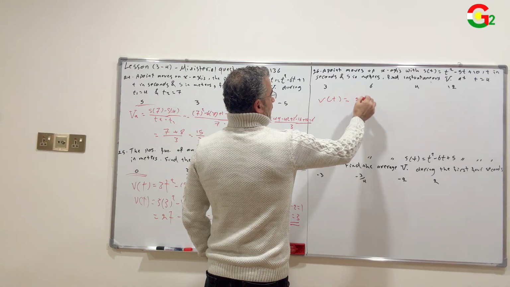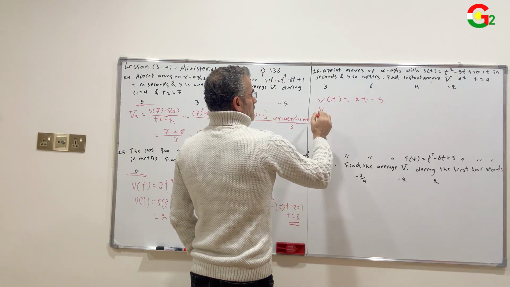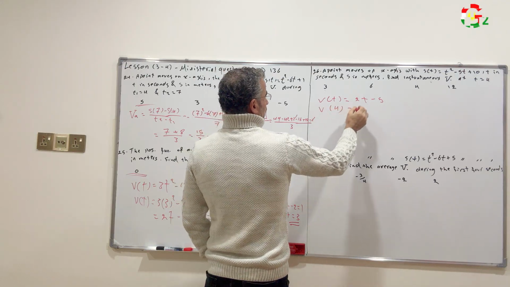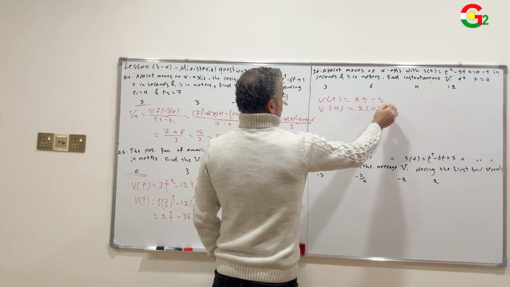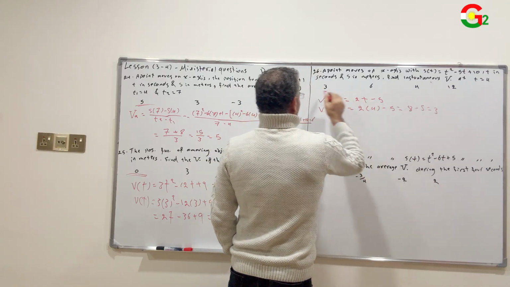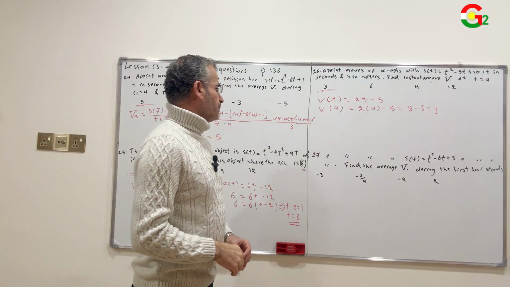The derivative of the position function is 2t minus 5. The instantaneous velocity at t equal 4, substitute t with 4, then 2 times 4 minus 5, 8 minus 5 equal 3. Choice A.